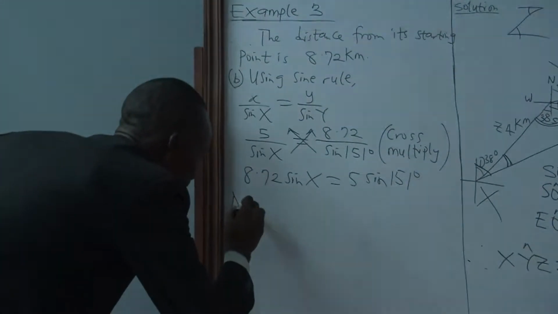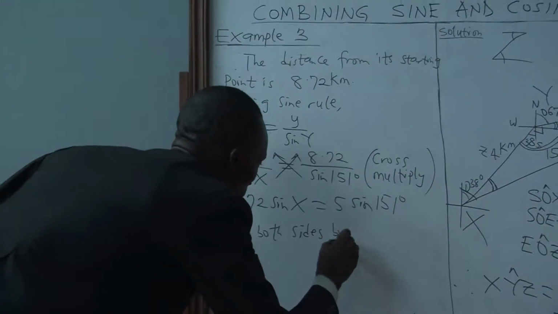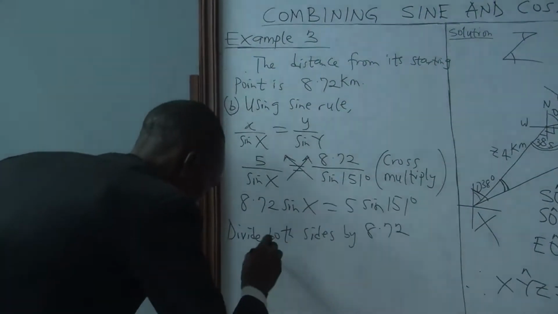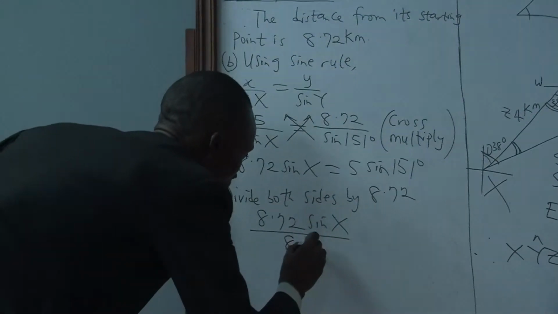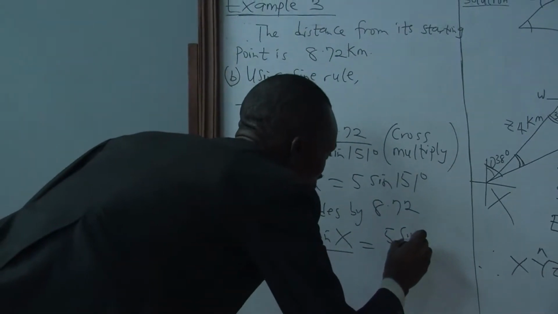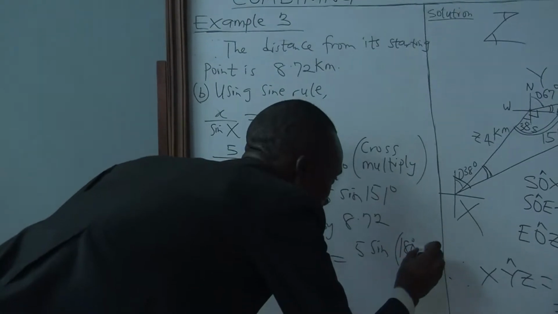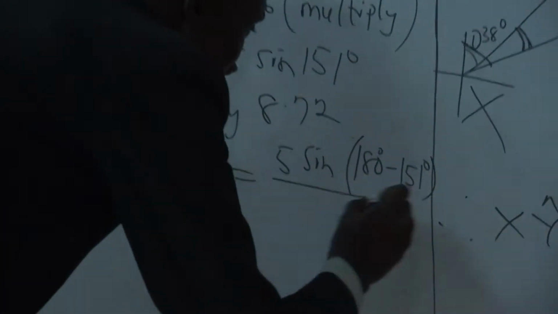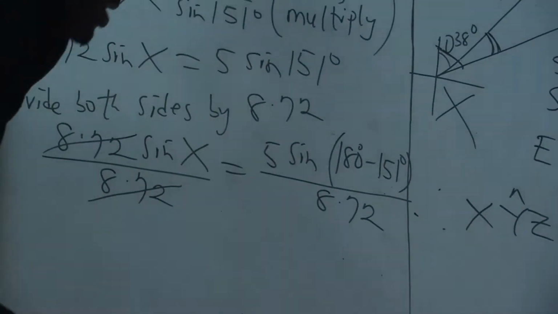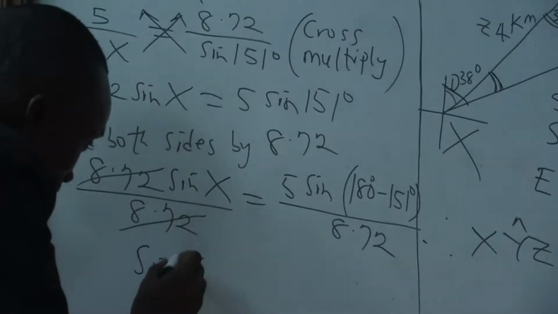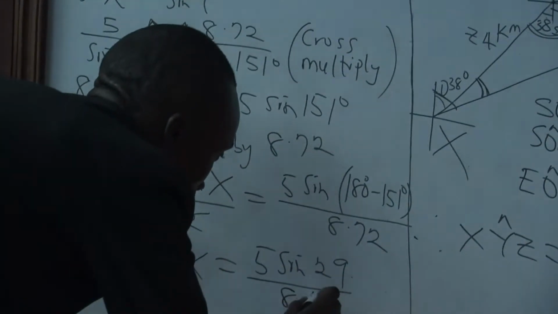So we divide both sides by 8.72. So we have 8.72 sine x divided by 8.72 is equal to 5 sine. This 151 is from the second quadrant, so we do 180 minus 151 degrees divided by 8.72. Sine from the second quadrant is positive. So what we have there is sine x to be 5 sine 29 divided by 8.72.